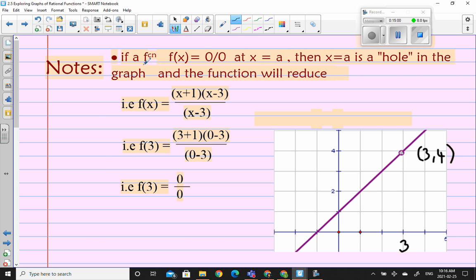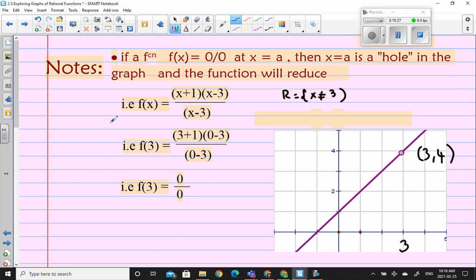So if a function f of x equals 0 over 0 at an x value of a, then x equals a is a hole in the graph, as we already saw. So I have an example here. Let's say you have a function x plus 1 times x minus 3 divided by x minus 3. You see the restriction here is that x cannot equal 3. So if you did f of 3, you will see that this works out to 0 over 0.